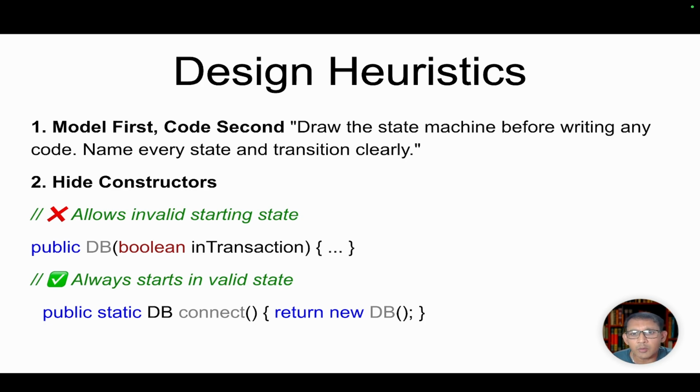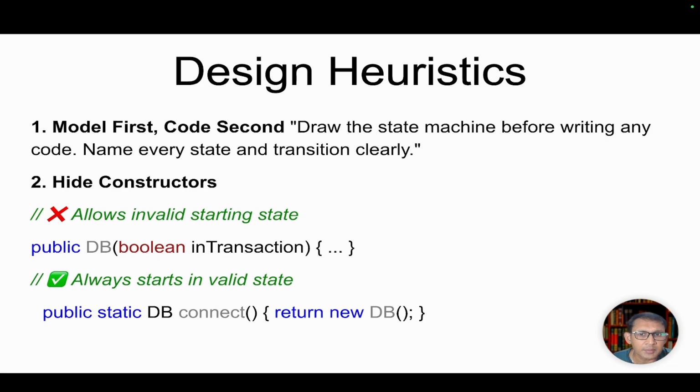Look for states with no outgoing transitions. These might be terminal states, which is fine, or they might indicate incomplete design. Look for states with no incoming transitions. These might be unreachable, which suggests either missing functionality or unnecessary complexity.